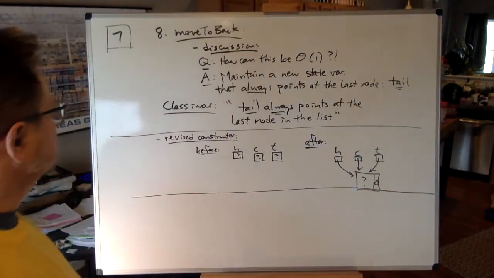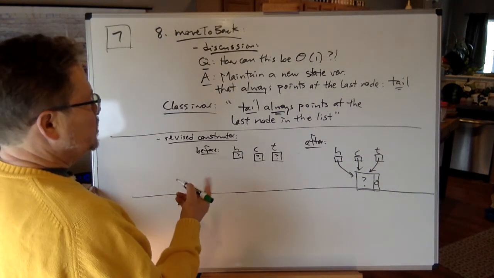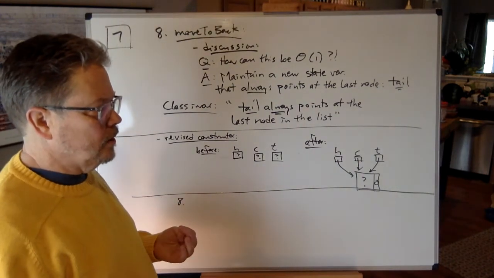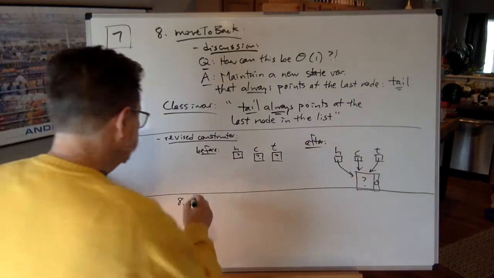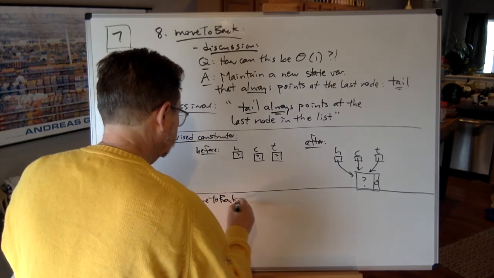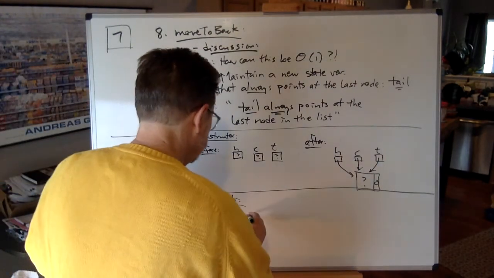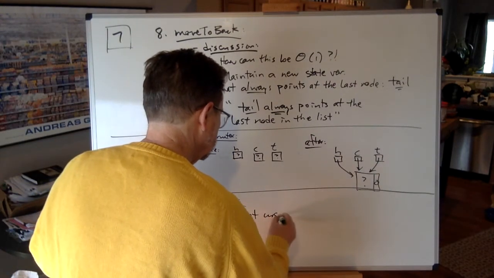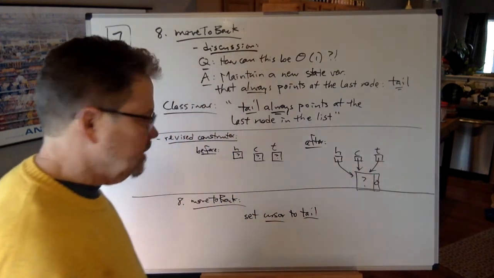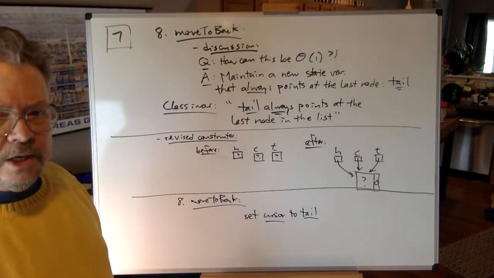Another slice aboard. 8. The before and after picture, just visualize this. I think I did the before and after picture last time in the discussion of why we don't want to use the move operation in this. Move to back. How could we possibly now make that an order 1 operation? Well, set cursor to tail. And just like that, voila, we made that as easy as the move to front operation.